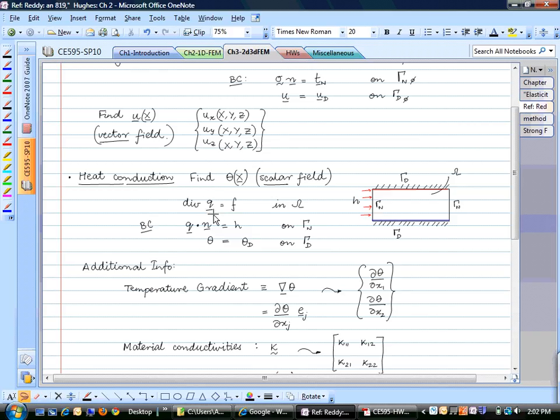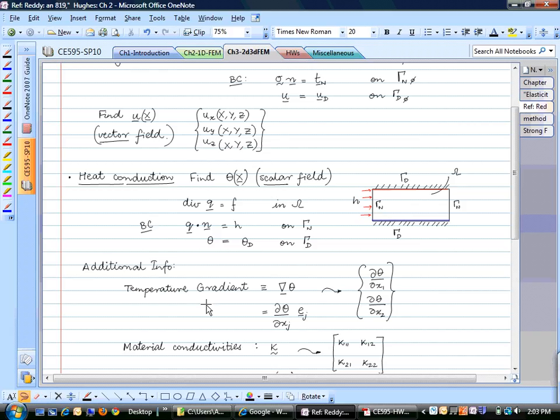This Q is a quantity which is called pointwise heat flux. This is something very similar to stress. And F is a pointwise heat generation. This is something very similar to the body force. So if you have a heat source at any point in your structure, that is going to be denoted by F. That's the body force term. This term is related to the gradient of the temperature.